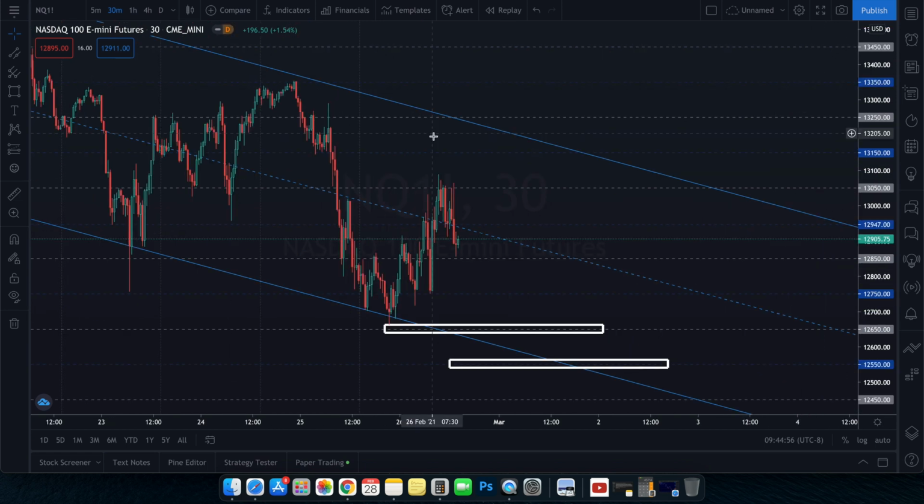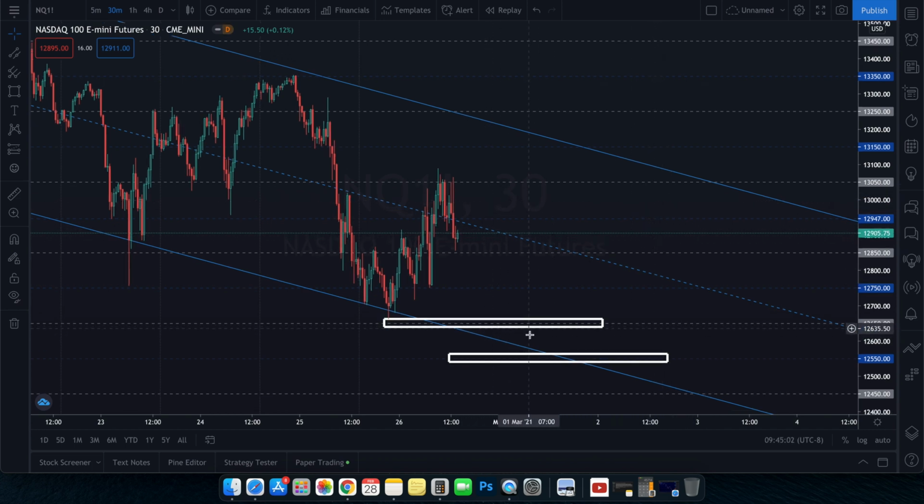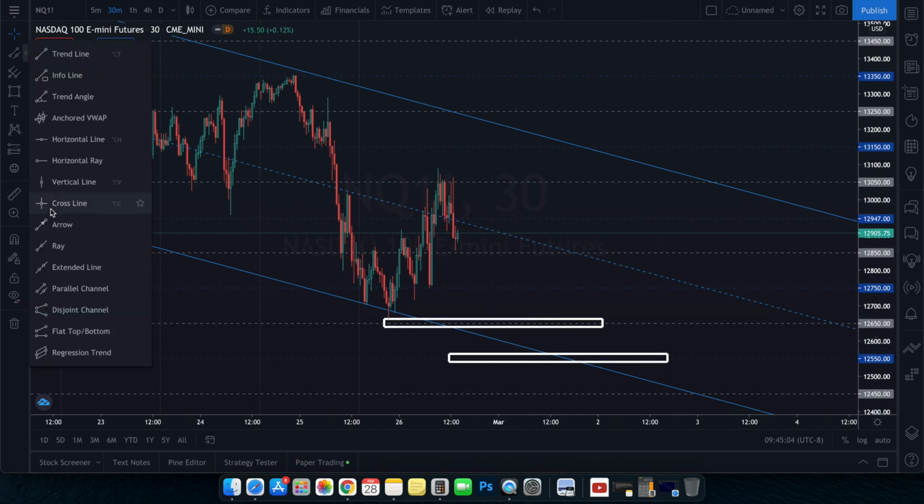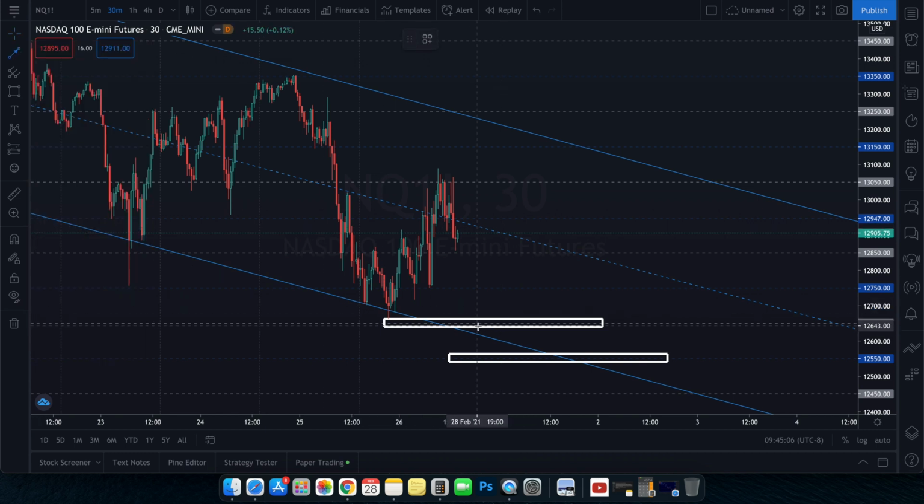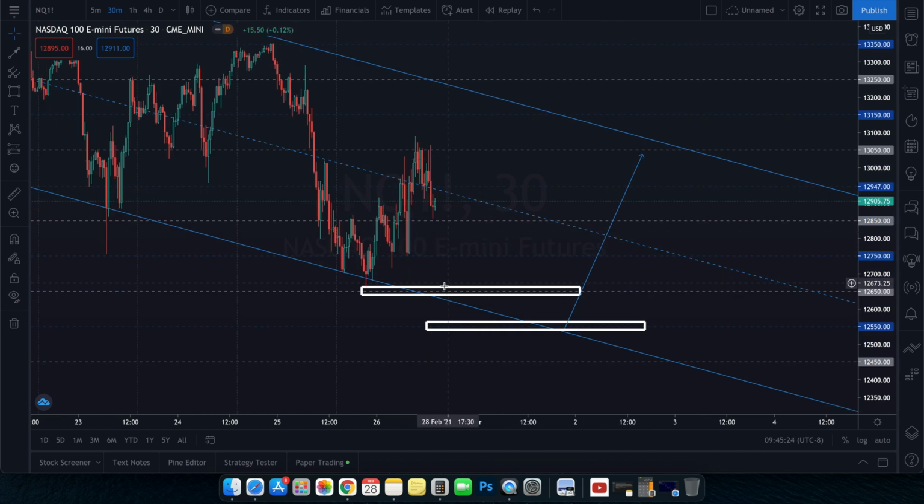And I would like to mention that these levels right here are levels that you can use to play a bounce. So what you can expect from these levels is to get a potential bounce. And if we cannot hold that bounce and take out the previous high, you should be very cautious, because we're currently moving down, and with that direction going down further, you have to be very cautious when you're playing these bounce plays.